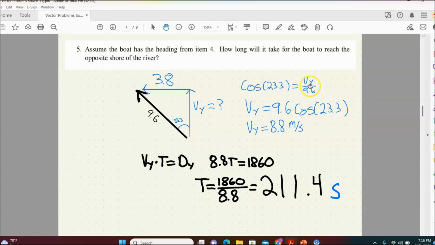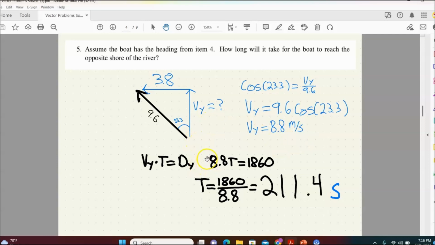Cosine of theta is adjacent over hypotenuse. Cosine of 23.3 is adjacent, which is Vy, over 9.6. We can then multiply both sides of the equation by 9.6, and this says that Vy is 9.6 cosine of 23.3, or Vy is 8.8 meters per second.